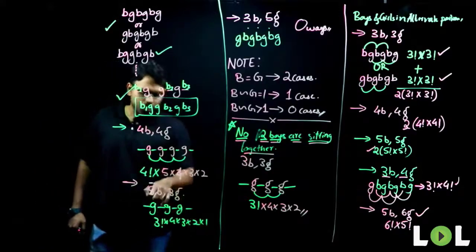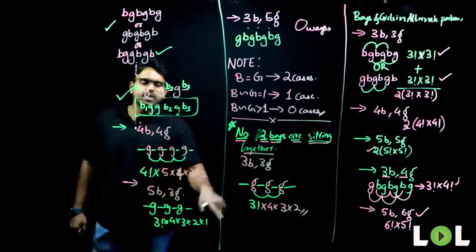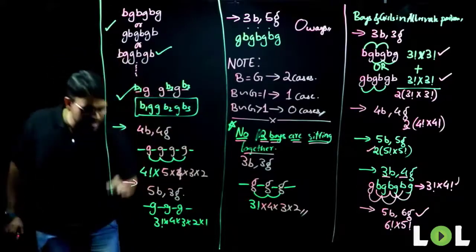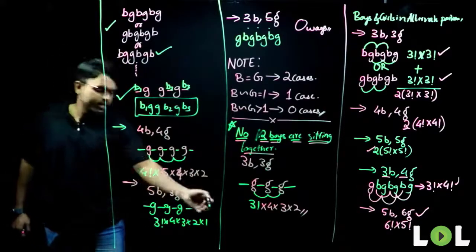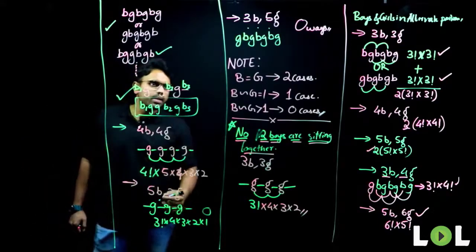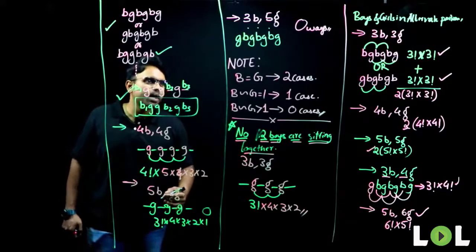1, 2, 3, 4. 4 boys are done. One more boy is left out. He'll have to occupy a position next to a boy. So this cannot be. This is 0. Yes, everyone? Pakka?